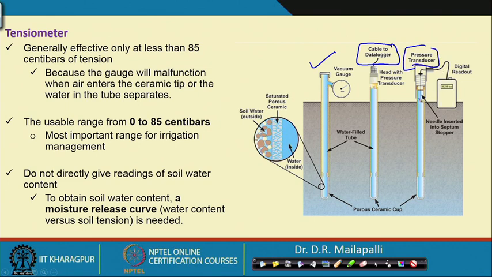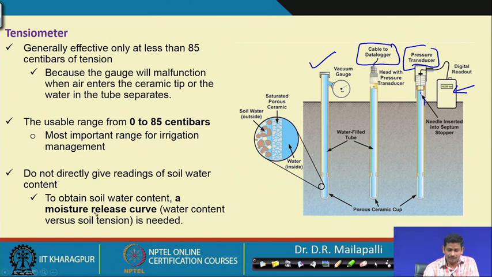The other one is pressure transducer based. This is also continuous. Here there is a digital readout, and you can directly attach to the readout and get the reading. Here there is a needle. The moment water goes down, the suction will be sensed by the pressure transducer, and that is read by the digital readout meter.